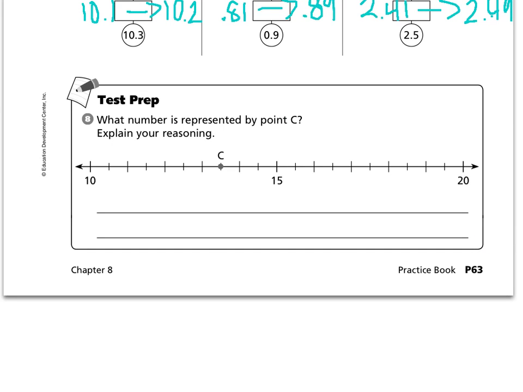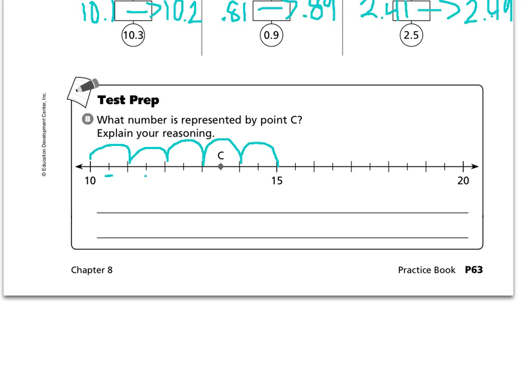For the test prep, we need to figure out what number is represented by point C. Explain your reasoning. So first off, I can tell that on the number line I have in between here littler dashes followed by bigger dashes. So let's count just the bigger dashes. 1, 2, 3, 4, 5.